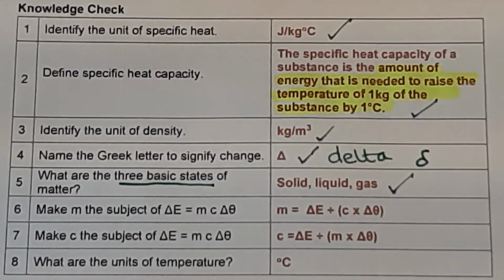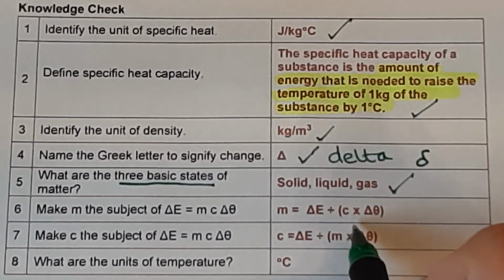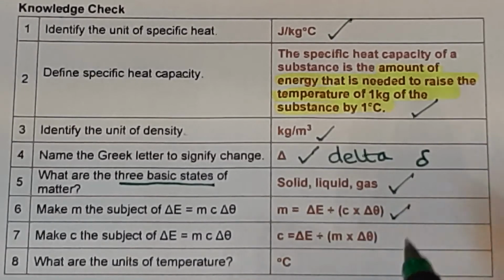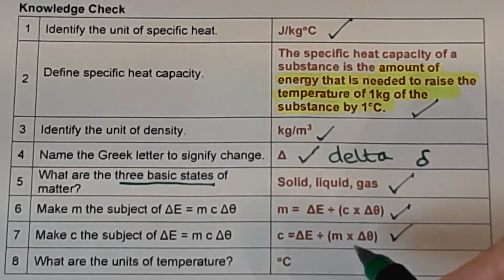Question 6, make M the subject of the delta E equals mc delta theta equation. So that is M equals delta E divided by C multiplied by delta theta. And then make C the subject of the same equation. So that is C equals delta E divided by M times delta theta. So similar equation, just M and C are replaced with each other.